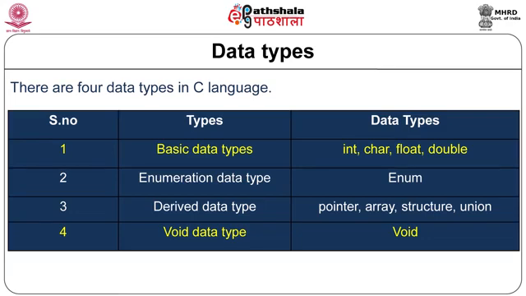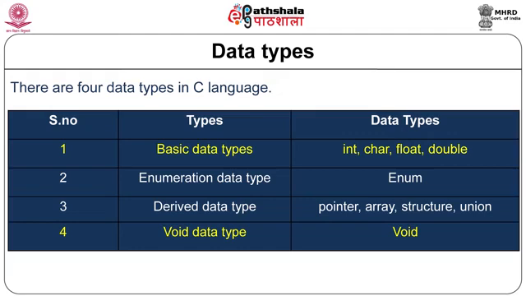There are different data types. These data types are given in tabular form. You can see the basic data types are integer, character, float, double. Enumeration data type is enum. Derived data types, that is pointer, array, structures, unions. Void data type, that is void.